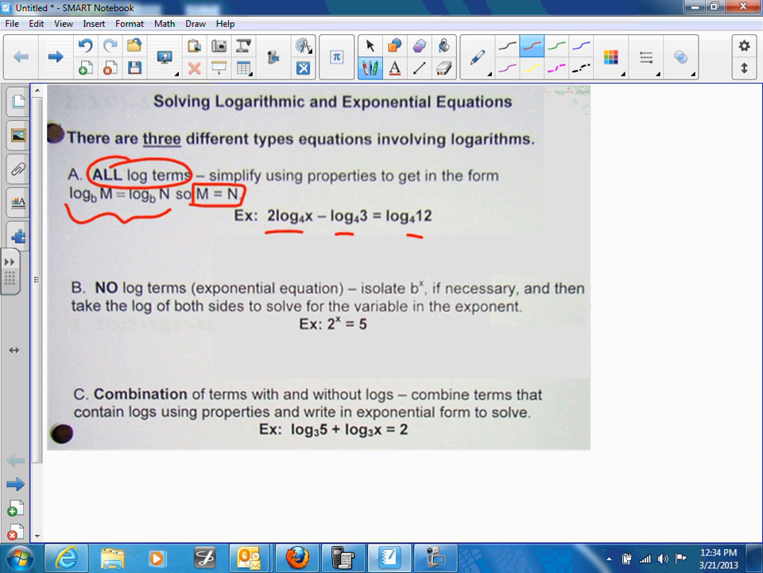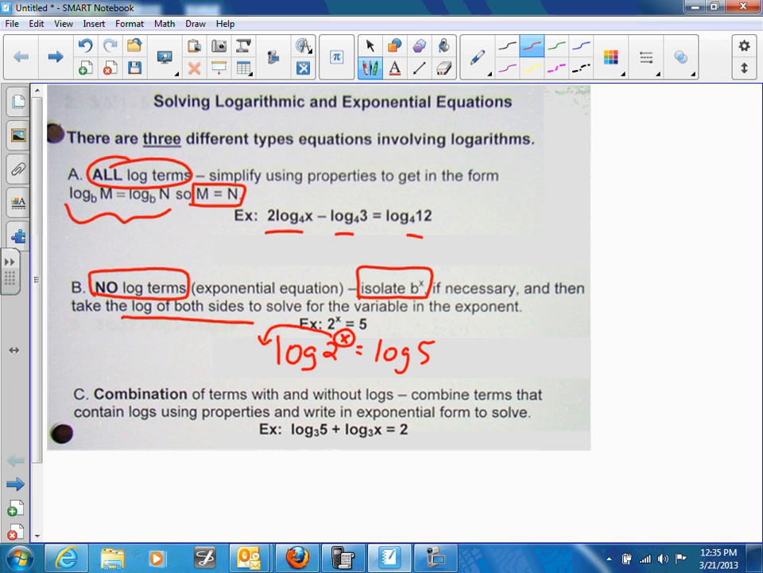All right. On type b, when you have no log terms, what you're going to end up doing is you're going to isolate where the variable is, and then you're going to take the log of both sides. For instance, you do log of 2 to the x equals log of 5, and what happens is that x gets to move to the front, so you have x times log of 2 equals log of 5, and then you solve for x.